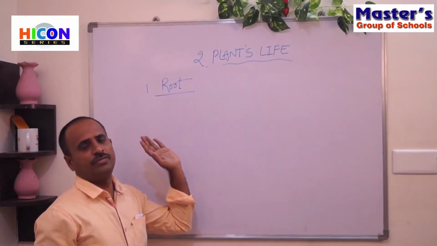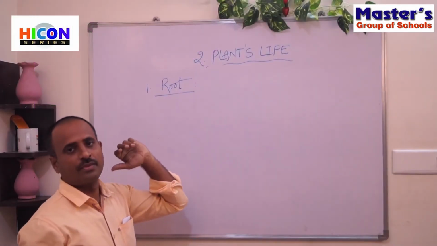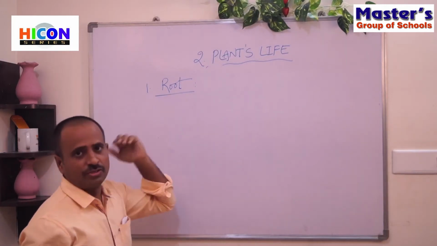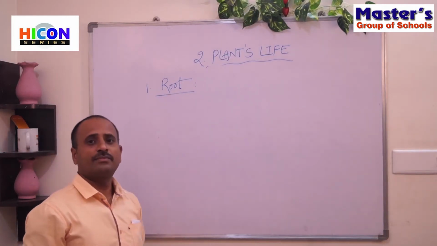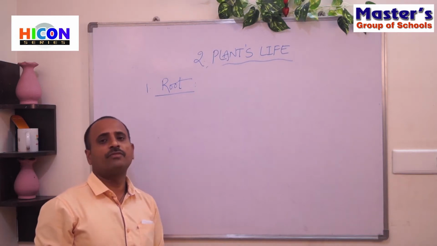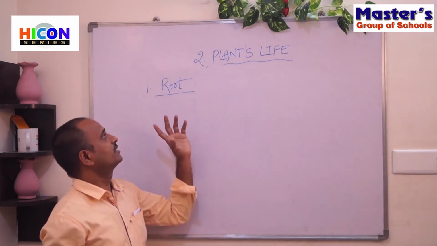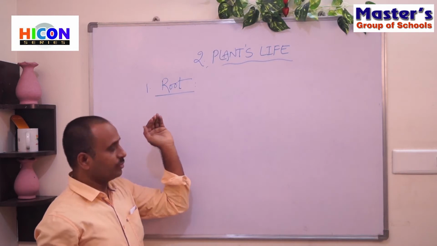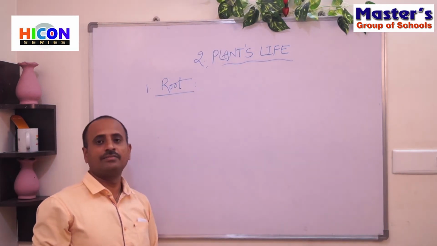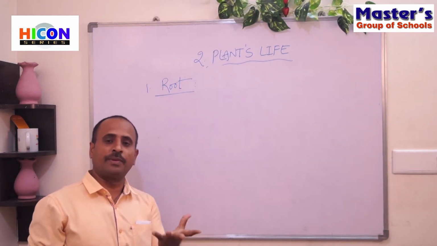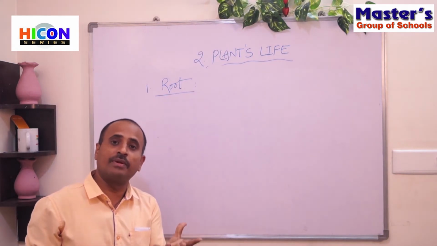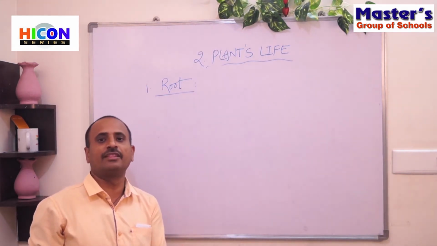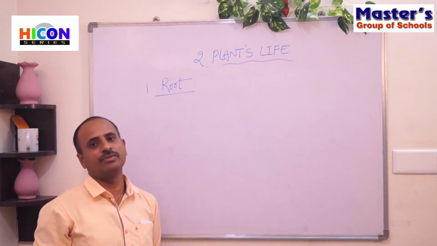So the first part of the plant, the root. So what is root? Here there are two types of roots. We have already discussed roots. These roots grow below the soil, give support to the plant, and hold the plant firmly in the soil without failure.